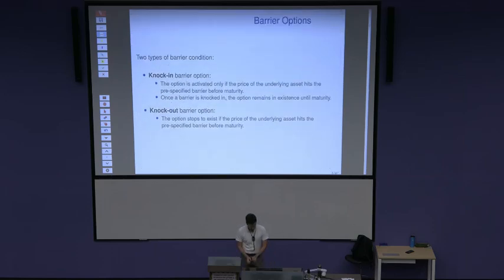So the two types of barrier options are either knock-in barrier options or knock-out barrier options. Knock-in means that we start away from the barrier, and as soon as we hit the barrier, the payoff becomes activated. So the option somehow starts in a dead state and becomes alive when we hit the barrier. For the knock-out, it's just the other way around. We start alive and we die whenever we hit the barrier. So these are the two constellations.